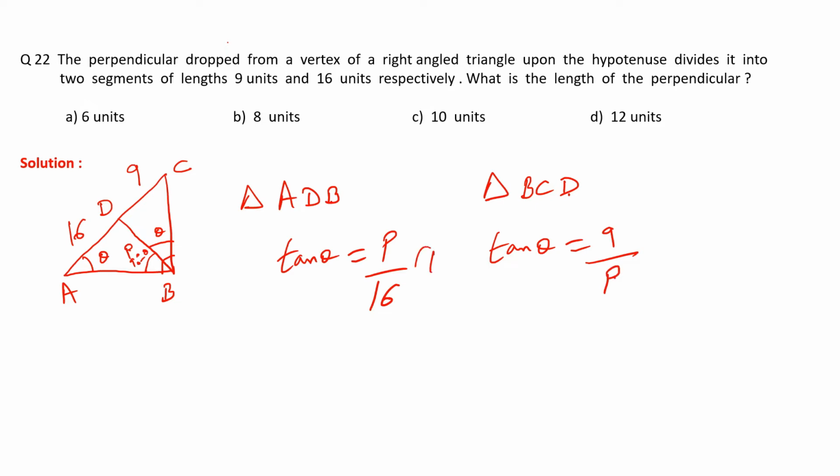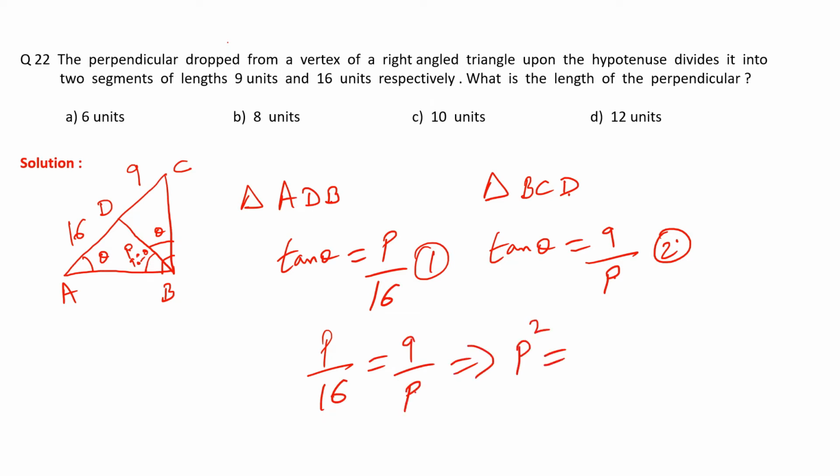So these two values of tan theta must be equal. That means P upon 16 will be equal to 9 upon P, or we get P square equal to 16 into 9, or 144. So the value of P comes out to be just 12 units. So hence D option is the correct one. Now we move to our next problem.